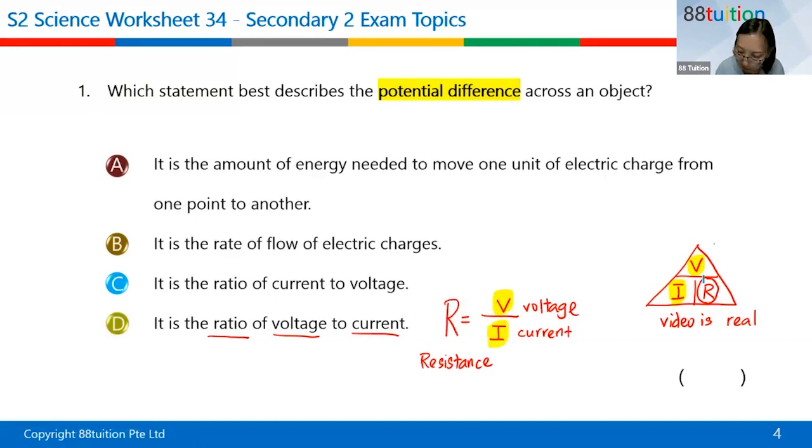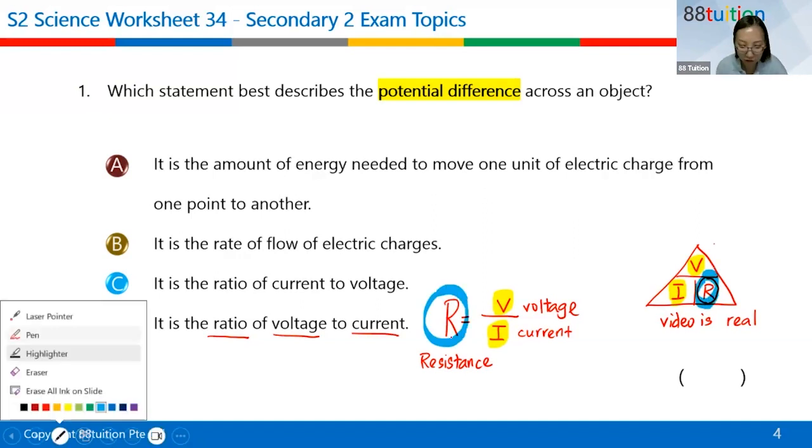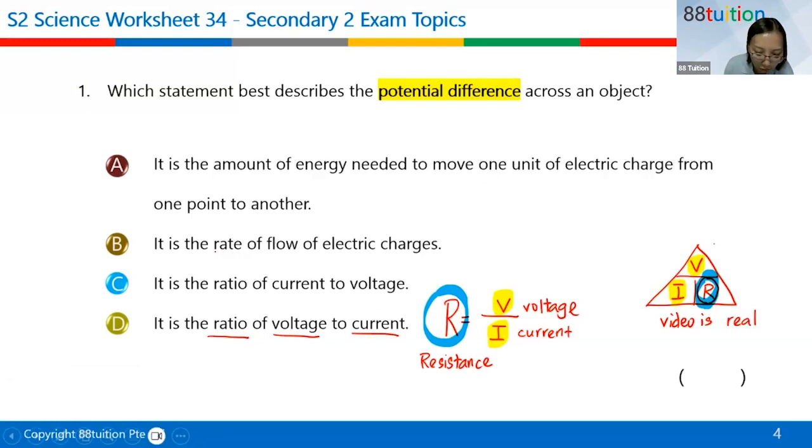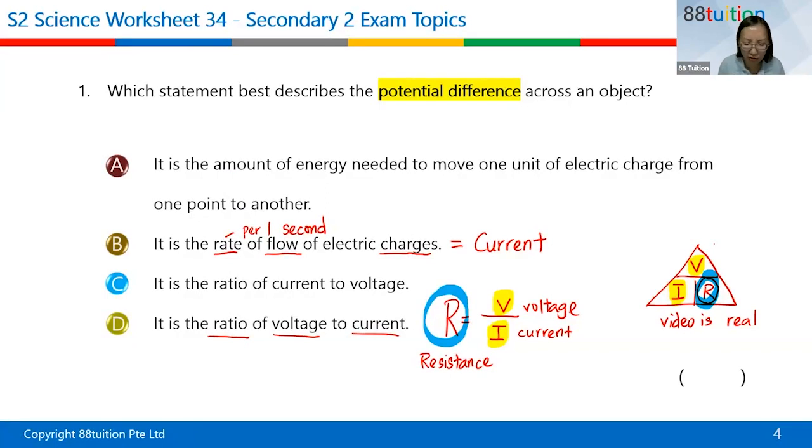So it's a ratio. Ratio means something divided by something. So it's voltage divided by current. Then rate of flow. Rate means per unit time, per 1 second. Every 1 second, how many charges are flowing through? That is current. This is the definition of current. Current means in 1 second, how many charges flow in the wire? So there's no such thing called ratio of current to voltage.